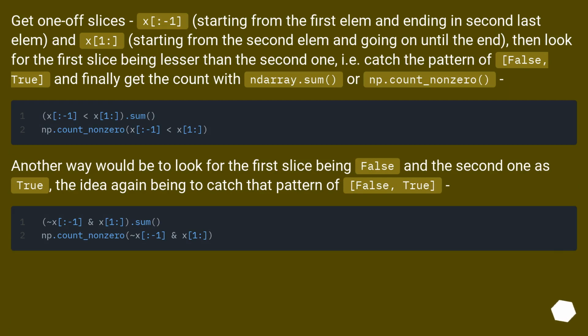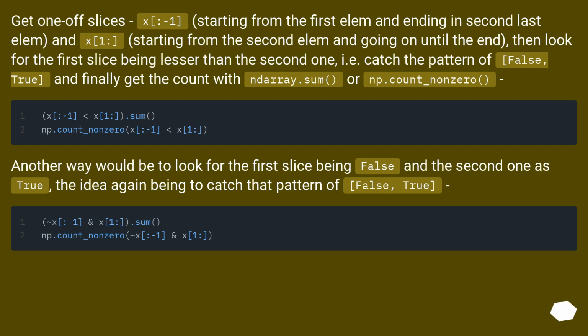Get one-off slices: x[:-1], starting from the first element and ending at the second last element, and x[1:], starting from the second element and going on until the end. Then look for the first slice being lesser than the second one, i.e. catch the pattern of false, true, and finally get the count with array.sum or np.count_nonzero.